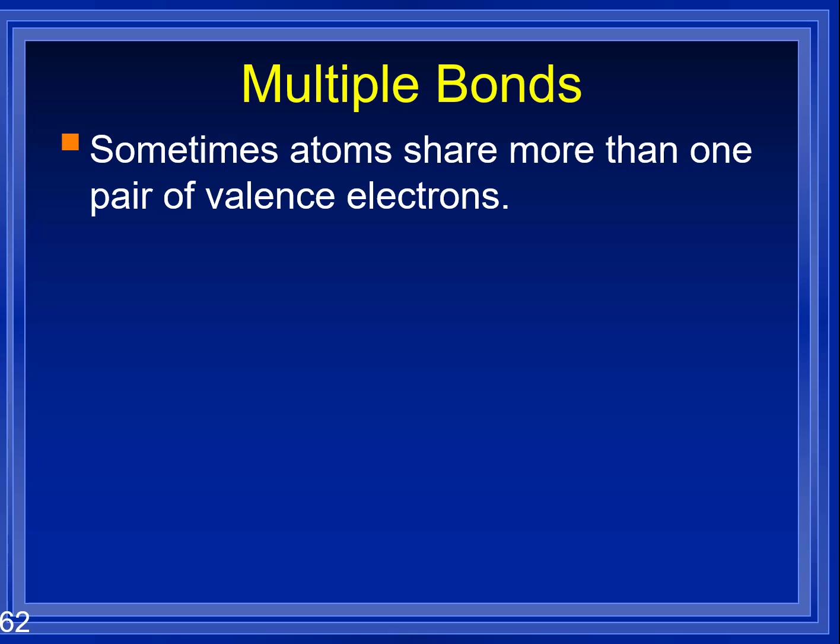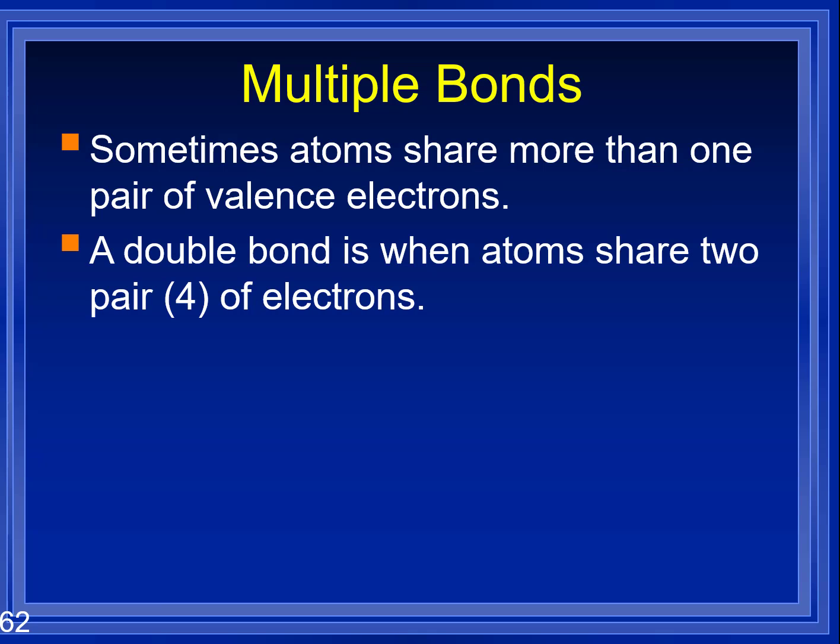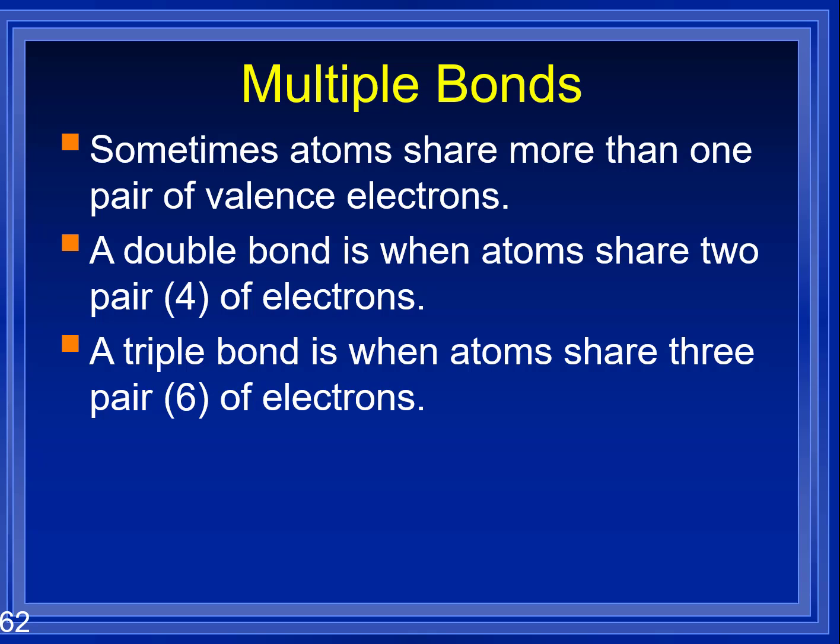So the ones we've done so far are single covalent bonds, a pair of dots. A double bond, or a double covalent bond, is when they share 2 pairs of electrons. And 2 pairs is 4 electrons. Anybody guess what the next line is going to say? Triple bond is when they share 3 pairs of electrons. Okay.